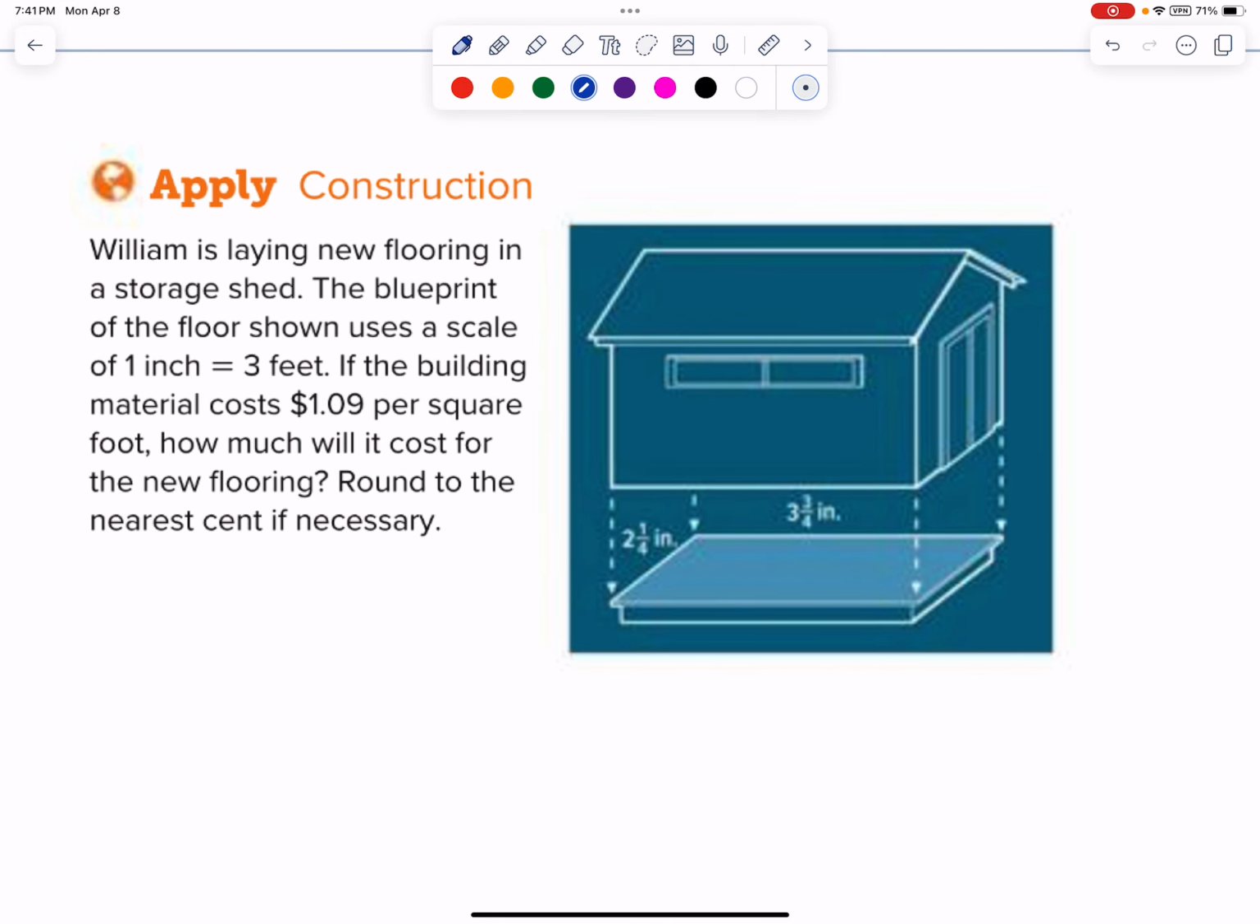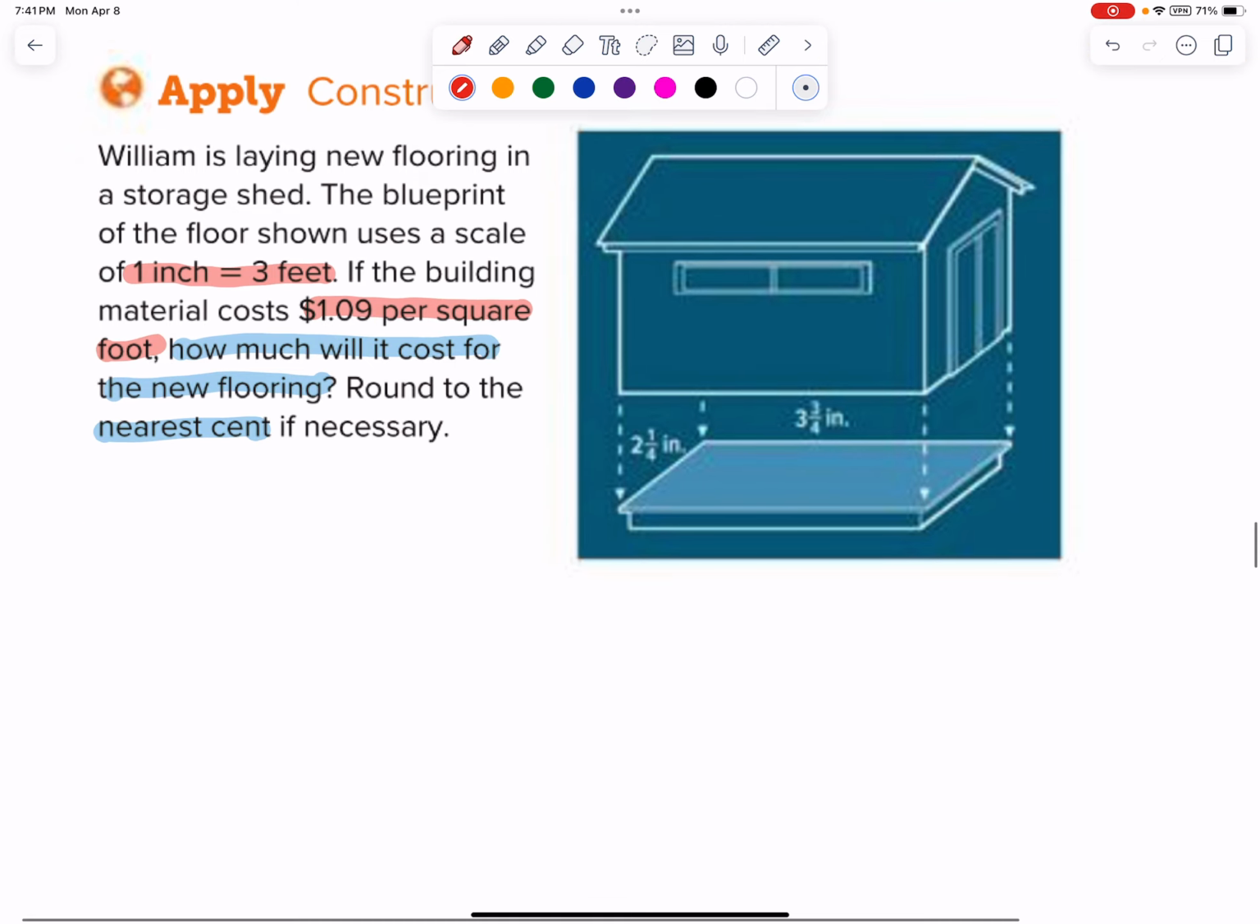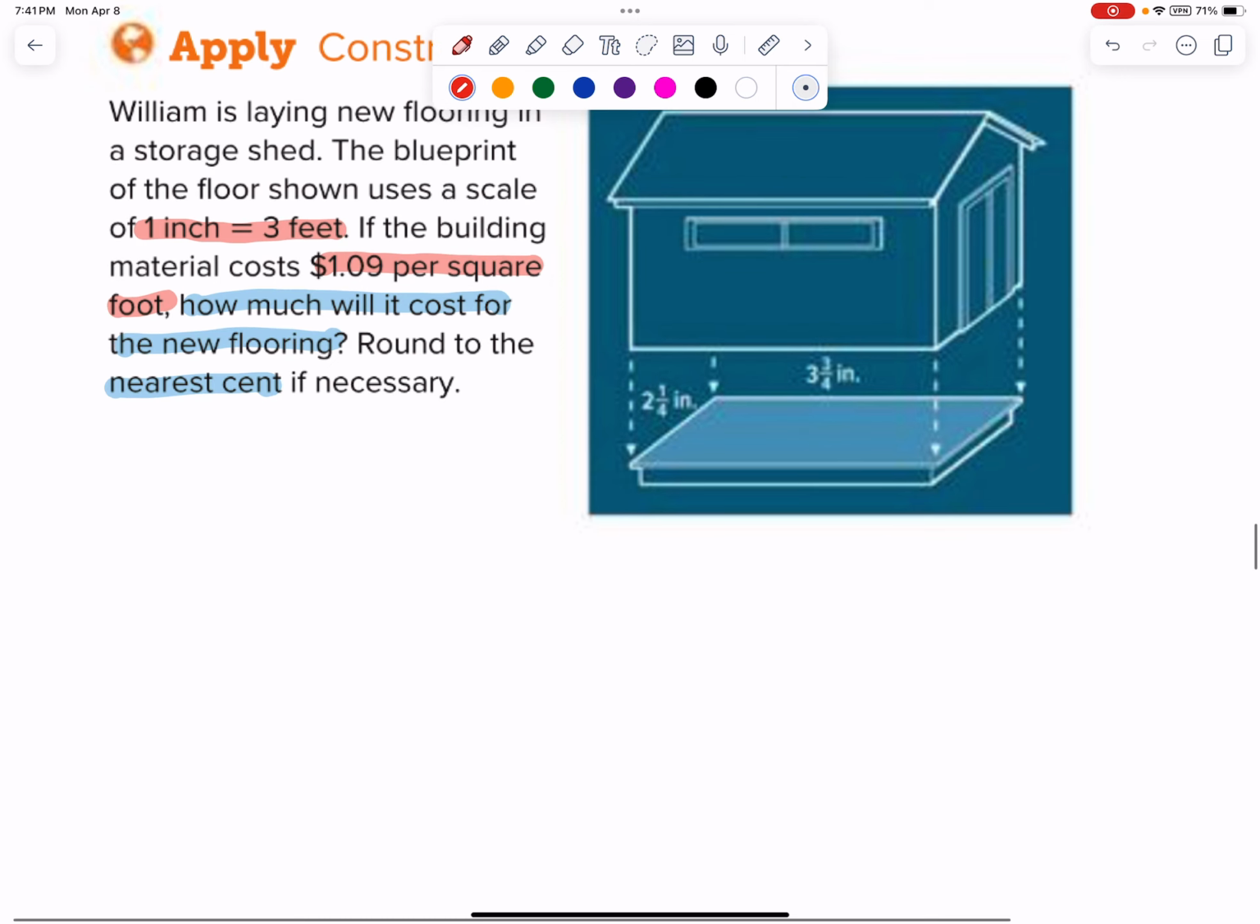Okay, William is laying new flooring in a storage shed. The blueprint shows a scale of, so let's highlight that or underline it. And then we have building material that's that amount per square foot. How much will it cost? So here's the question I need to answer for the new flooring, round to the nearest cent. So just normal money. First we need to calculate the actual square footage of that space, and then we can calculate how much it'll cost. So we have 1 inch equals 3 feet.